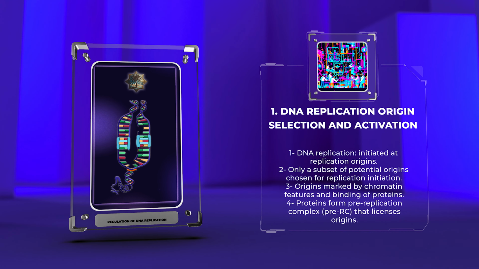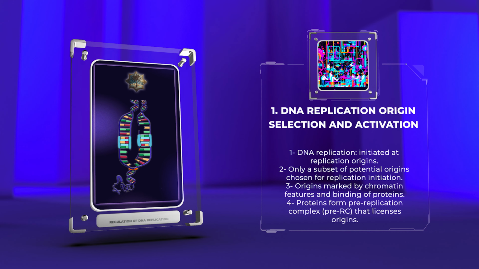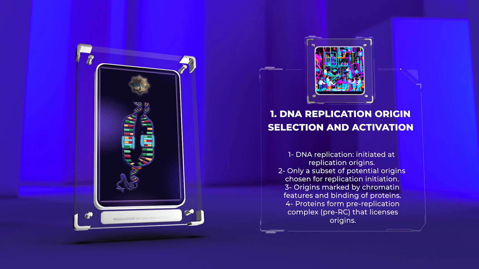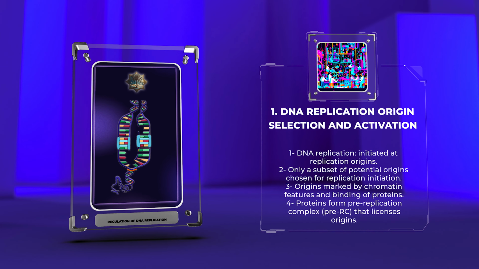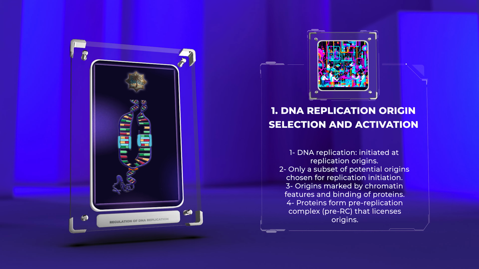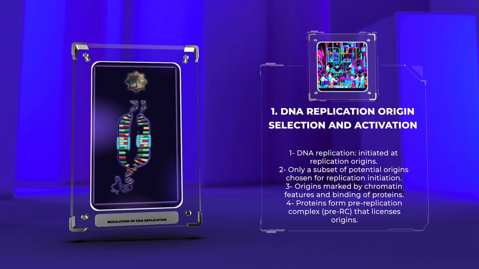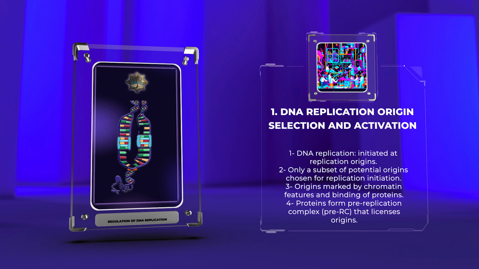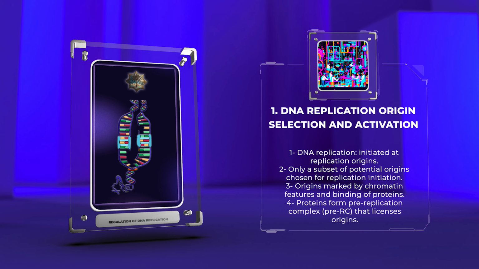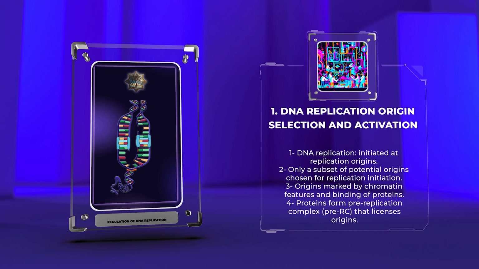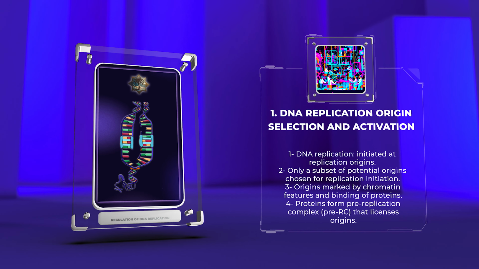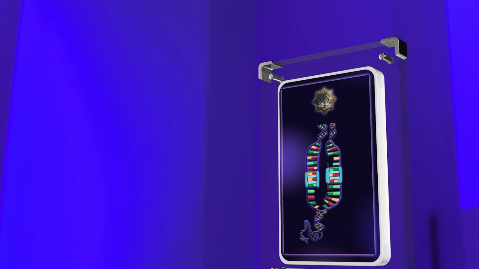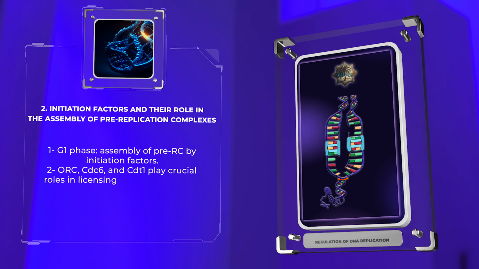These origins are marked by distinctive chromatin features and binding of various proteins, such as origin recognition complex, ORC, CDC6, and CDT1. Together, these proteins form a pre-replication complex, pre-RC, that licenses the origins for replication. The assembly and activation of the pre-RC are tightly regulated by cellular signaling pathways and ensure that DNA replication occurs only once per cell cycle from each origin. The precise mechanisms governing origin selection and activation are still under intense investigation and subject to ongoing research in the field of molecular biology.